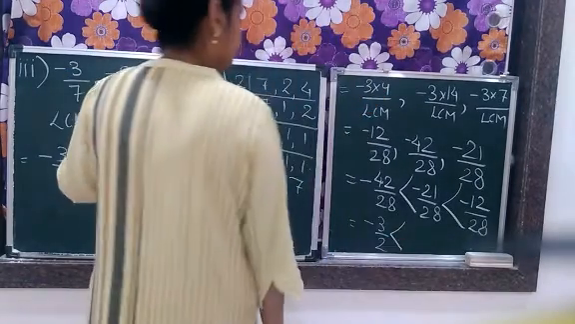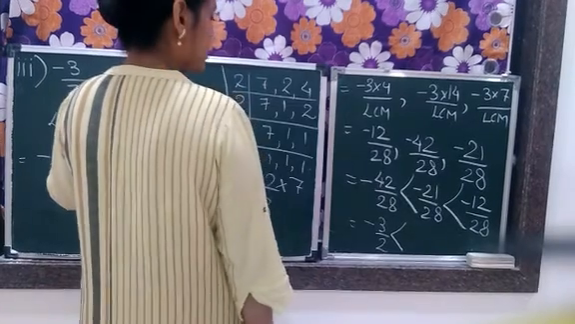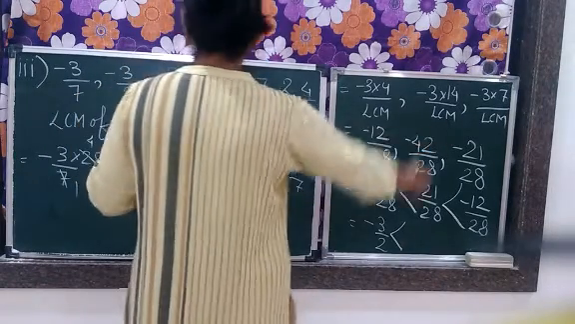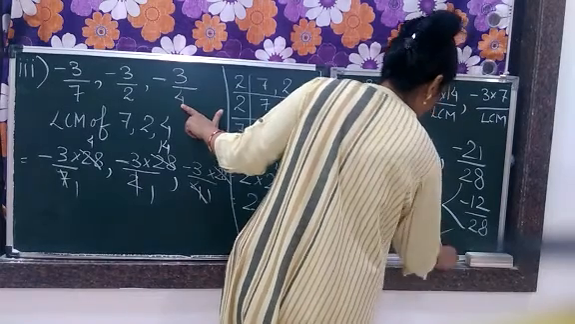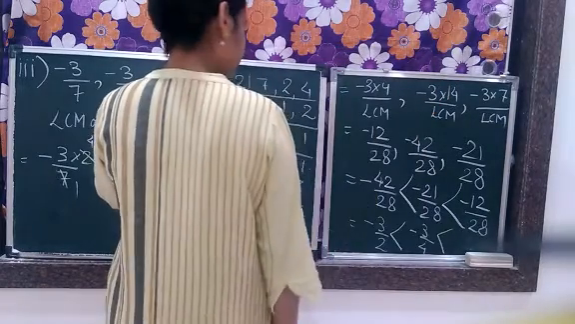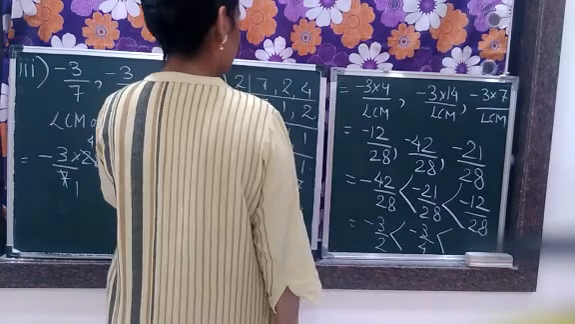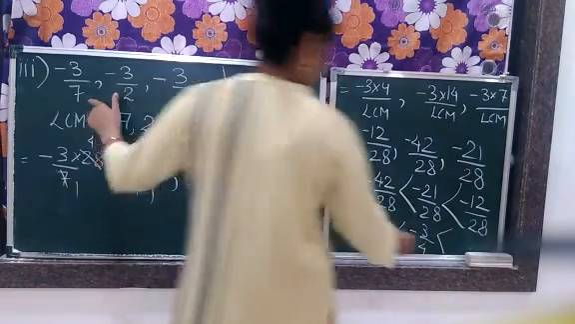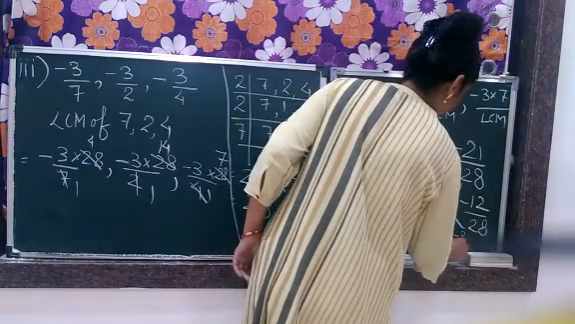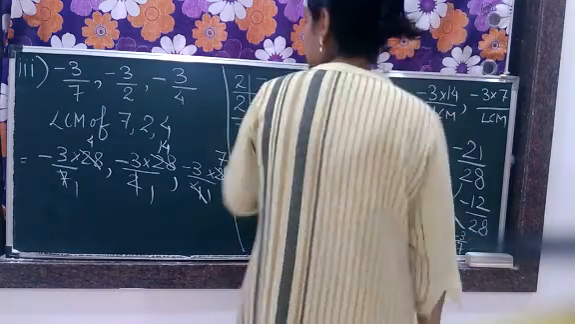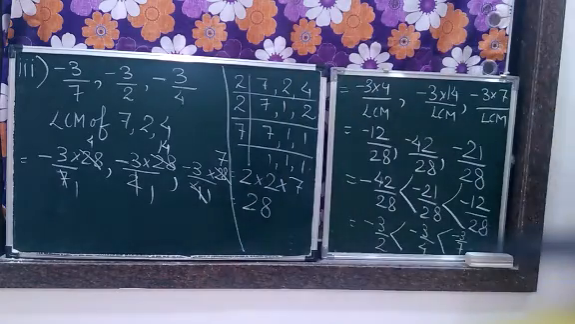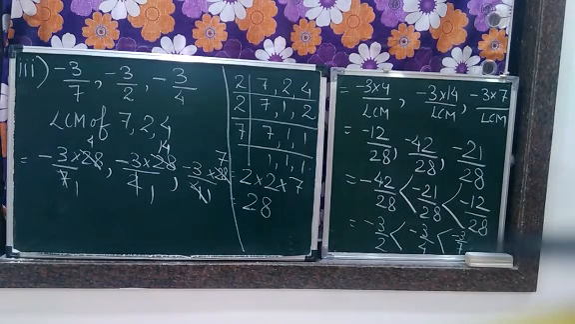Then 21 by 28 is representing which one? Last one, minus 3 by 5. Then 12 by 28 is representing which one? First one. So minus 3 by 7. So this completes question number 3 as well as the exercise. Rest we are going to continue in our next class.